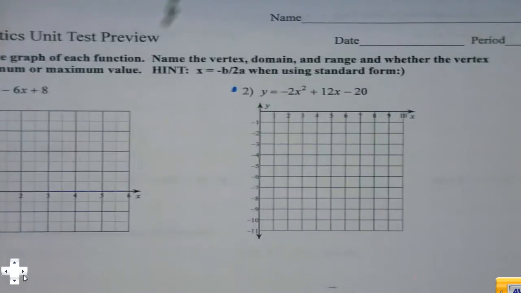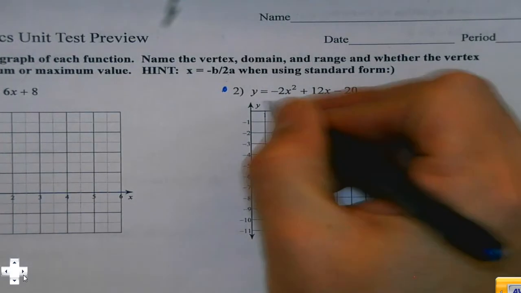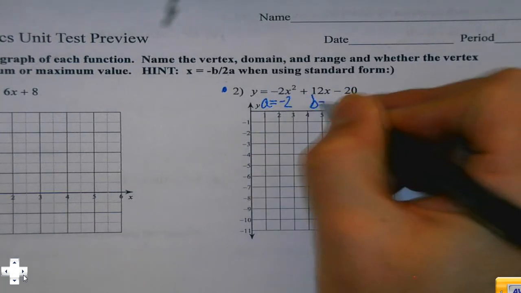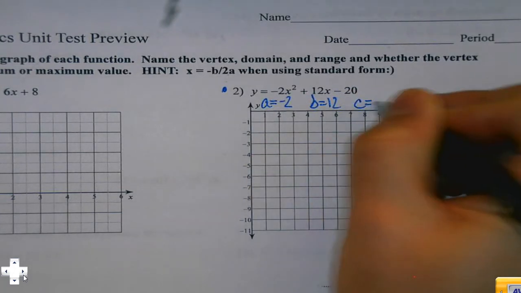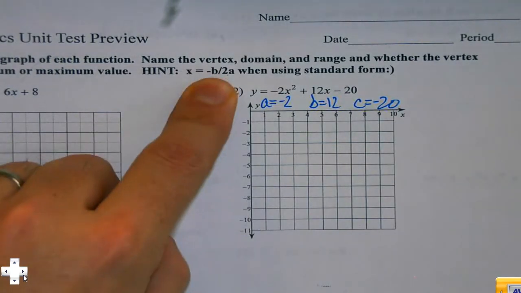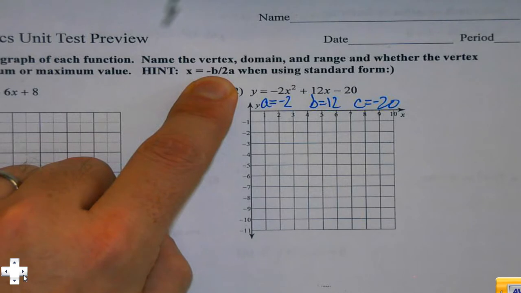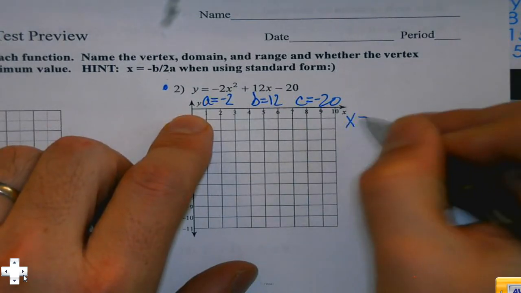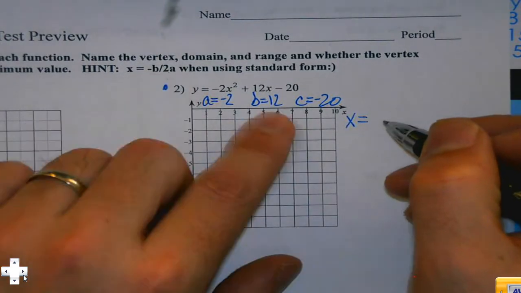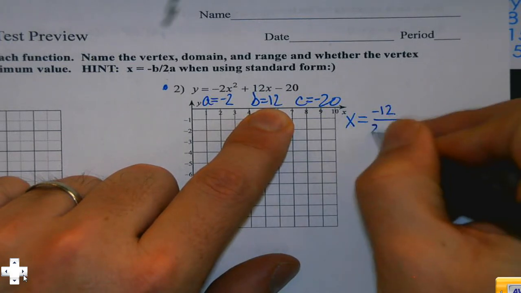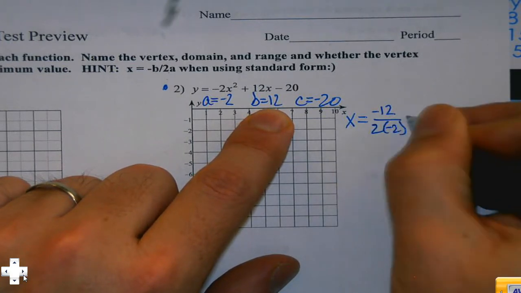So what I would want to do here is know what my A, what my B, and what my C values are. Why? Because that's how I'm going to find my vertex. So x is going to be the opposite of b. The opposite of 12 is negative 12, over 2 times a.